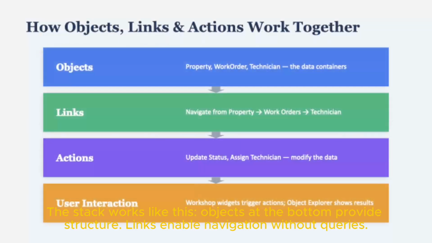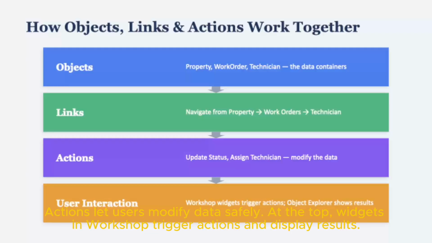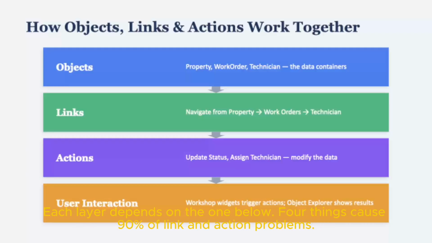The stack works like this. Objects at the bottom provide structure. Links enable navigation without queries. Actions let users modify data safely. At the top, widgets in Workshop trigger actions and display results. Each layer depends on the one below.